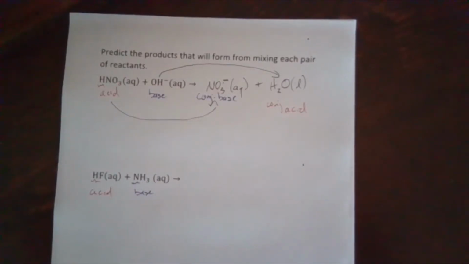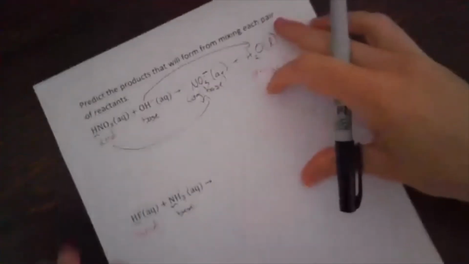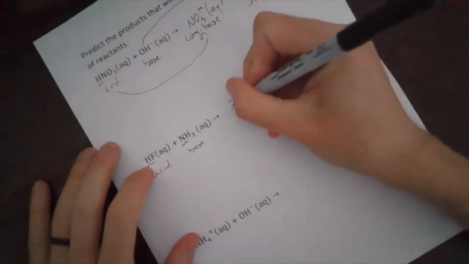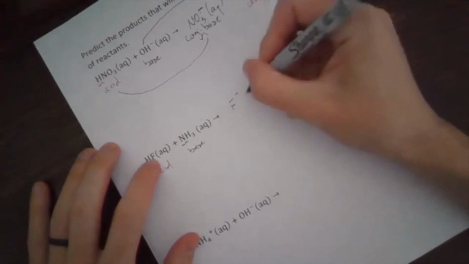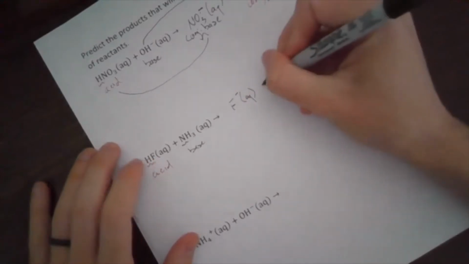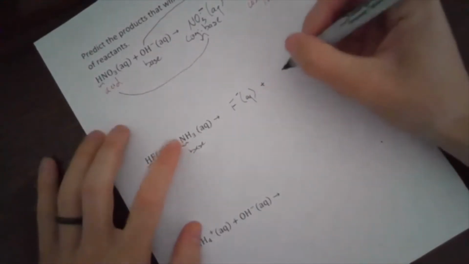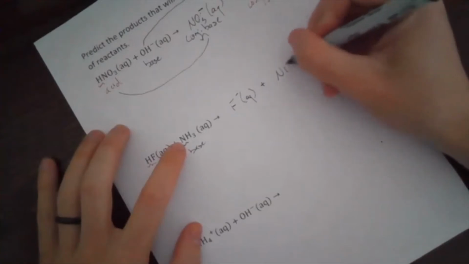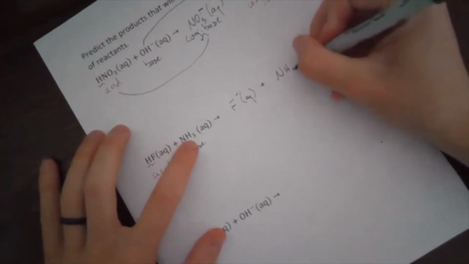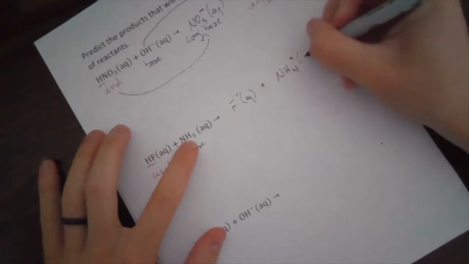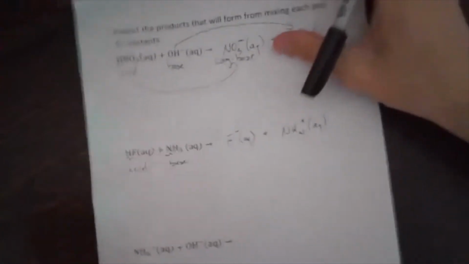Once we designate that HF is going to be the acid and NH3 is going to be the base, we can then expect what's going to happen from there. The HF is going to donate an H+, so you're going to be left with F minus aqueous, plus the N is still going to be there. You have the H, but instead of having 3, you go to 4, plus aqueous.